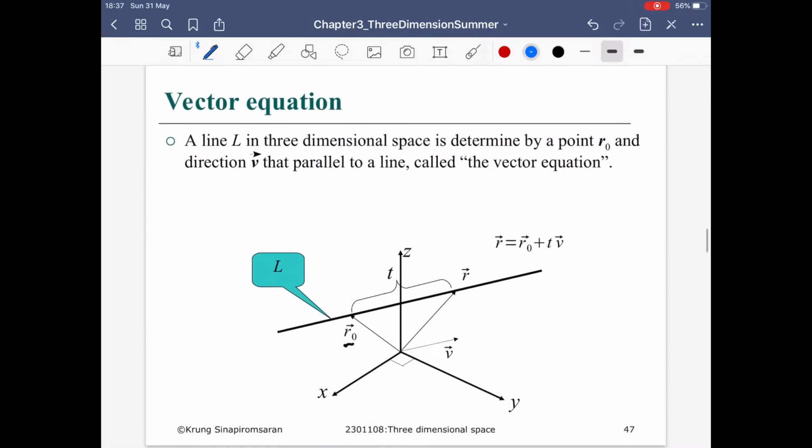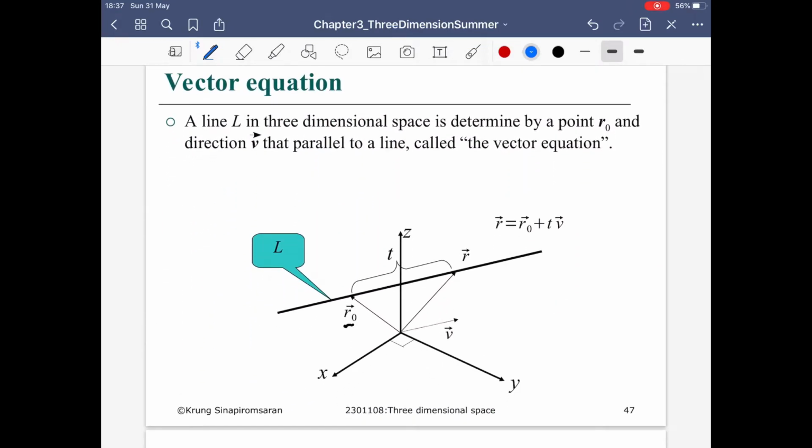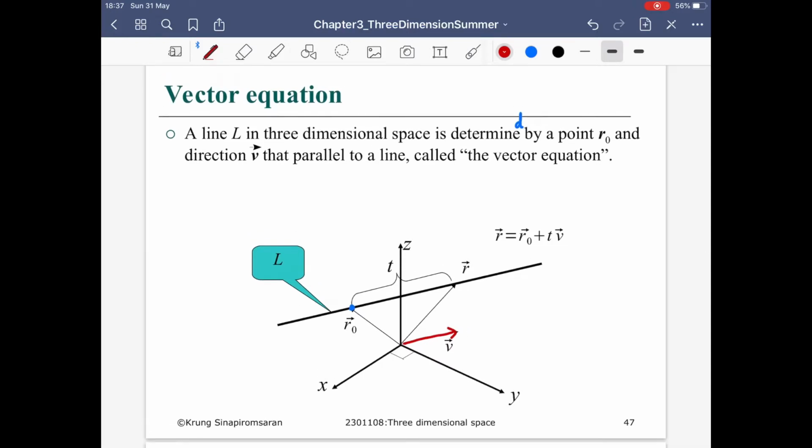Alright, so here the line L in three-dimensional space is usually determined by the point r0 right here, the point that this line is passing through, and the vector v, which is the direction that is parallel to this straight line L. Okay, so to determine the first form of equation of the line, which is the vector equation, it is based on the knowledge of the parallel of two vectors.